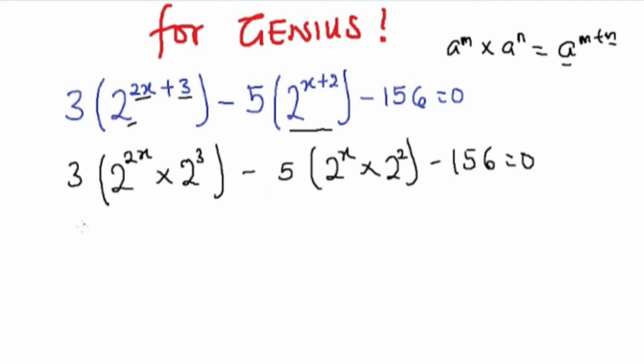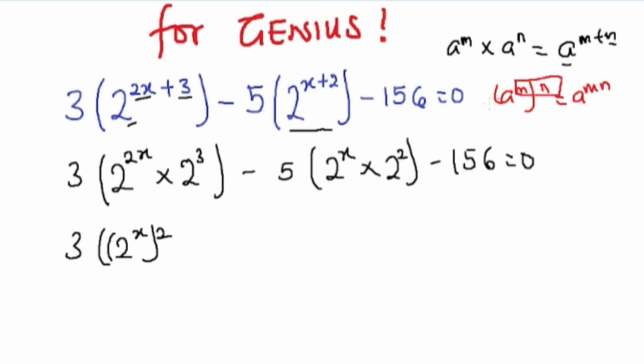Now I can still go further to say that 3 into, this is the same as writing 2^x all raised to the power 2. Don't forget the law of indices that states that (a^m)^n is just a^(mn). Just multiply the powers together. So that's what I just applied here. Very simple. Then I still maintain my 2 raised to power 3, which is 8. Okay, minus 5 into 2 raised to power x times 4. So this is what I actually want to achieve.